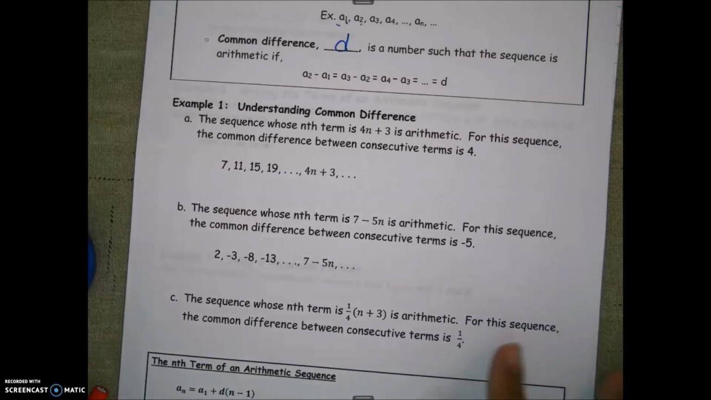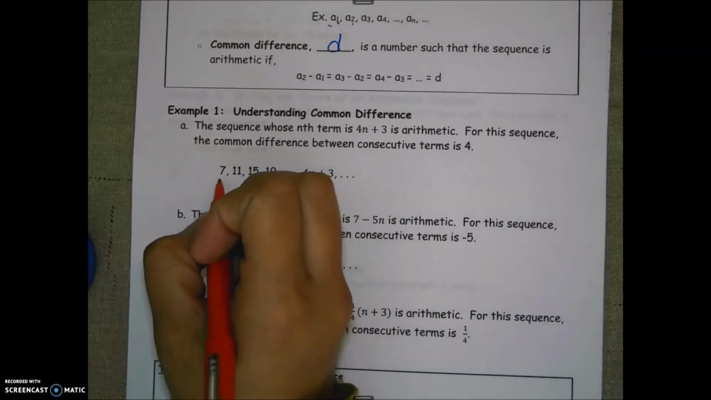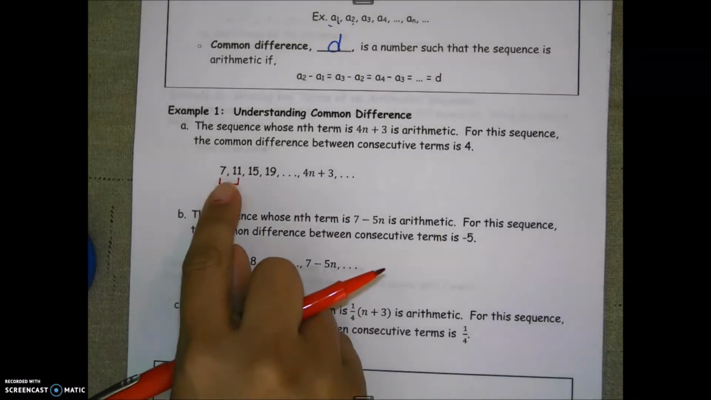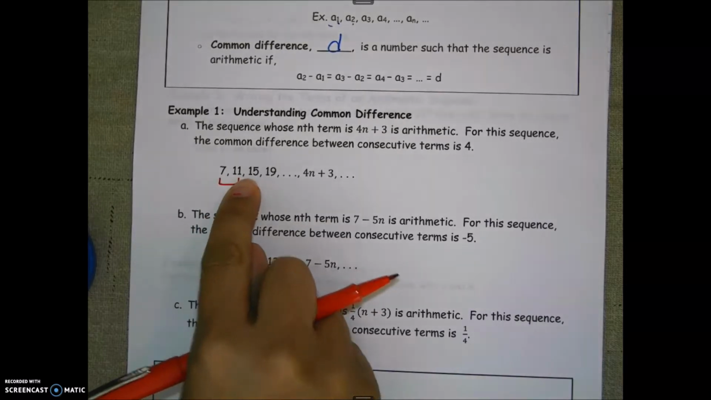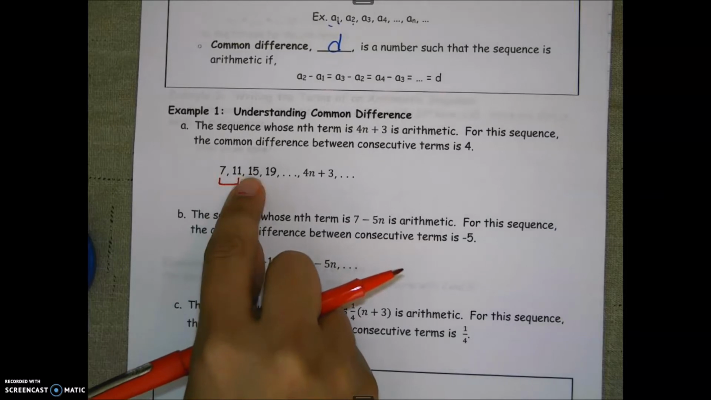All right, for the first example, we're going to be understanding what common difference is and how to find it. Example 1a says the sequence whose nth term is 4n plus 3 is arithmetic. For the sequence, the common difference between consecutive terms is 4. Well, how did I know that? There are two ways in order to establish this. First, looking at any terms in consecutive order. So either I'm going to look at the first two or the next two, or the next two after that. So I'm either going to look at 7 and 11, 11 and 15, or 15 and 19.